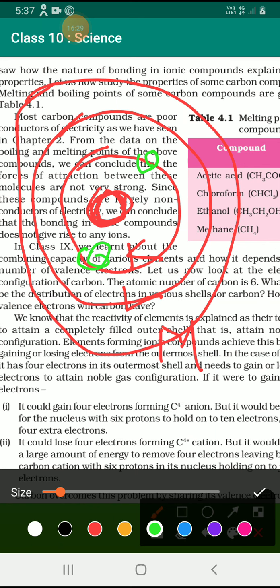So here the remaining electrons are 4. 6 minus 2 leaves 4. The second shell can hold 8, but it has only 4 electrons in the outermost shell. So carbon has 4 valence electrons. Why 4 valence electrons? Because in the outermost shell of carbon there are 4 electrons.